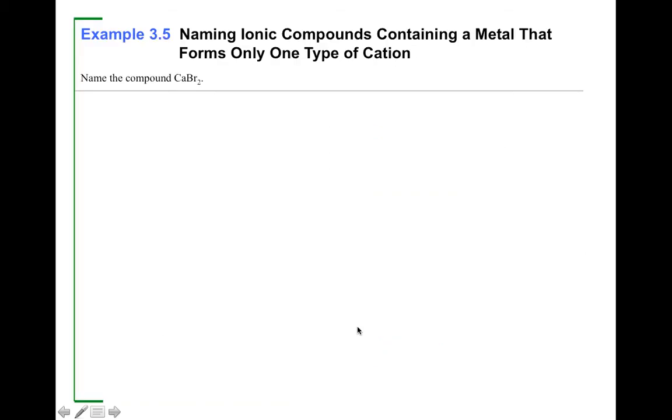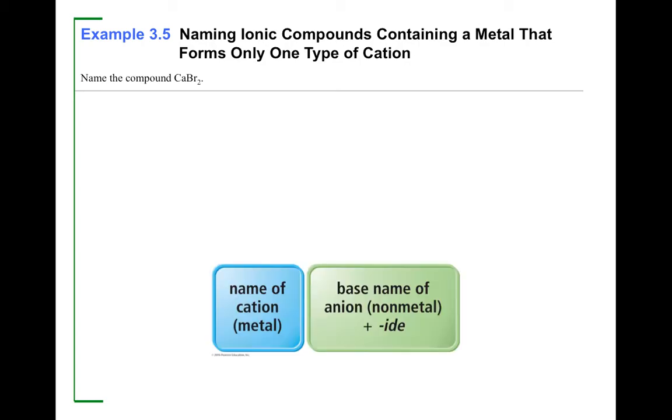All right, now let's do another one. Naming ionic compounds containing a metal that forms only one type of cation. All right, I know we already did an example like this, but we're going to do it anyway. The name of the cation, remember, because it's, where are we? Calcium. There's calcium right here. And calcium is right here. Right, there's the main group. Remember this? Transition metals, okay. So the first thing we're going to do is we're going to say calcium.